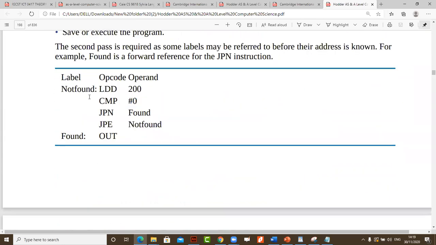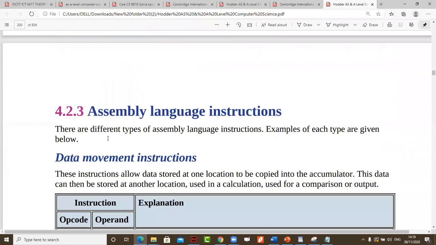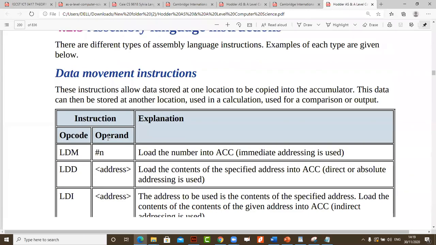Let me give you more examples. If I say LDD 200, it means load 200. Other commands include jump if found, jump if not found, and out. There are lots of commands that we will practice right now with the past paper. So we have this over here.